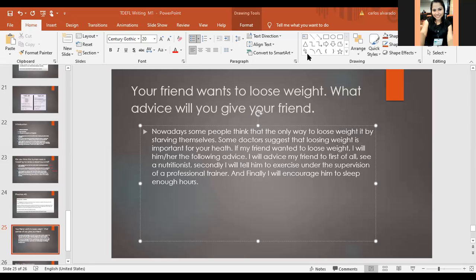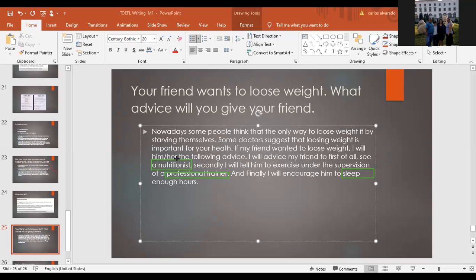So, ahora siguen tres paragraphs, right? Lo que es el body of the essay, okay? ¿De qué se van a tratar? First of all, see a nutritionist. Secondly, exercise under the supervision of a professional trainer. And finally, sleep, okay? So estos serían los tres paragraphs que voy a desarrollar. So entonces tengo que escribir, un paragraph son 4 a 5 oraciones, ¿verdad? So tengo que escribir 4 o 5 oraciones sobre el tema de nutritionist, 4 o 5 oraciones sobre el tema de professional trainer, 4 o 5 oraciones sobre el tema de sleep.